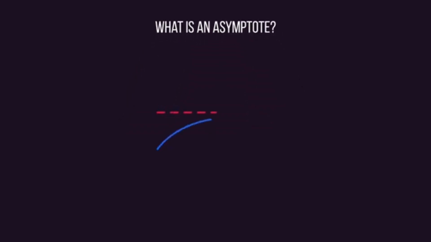Simply put, a horizontal asymptote is a horizontal line that a graph approaches as x moves toward positive or negative infinity. Think of it as a guideline that shows us the graph's behavior as it stretches into the extremes. Let's talk about the guidelines for finding limits at positive and negative infinity of rational functions.